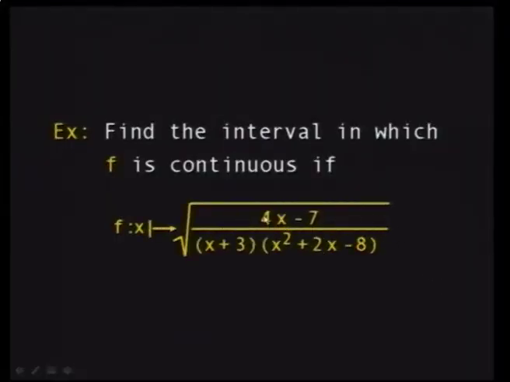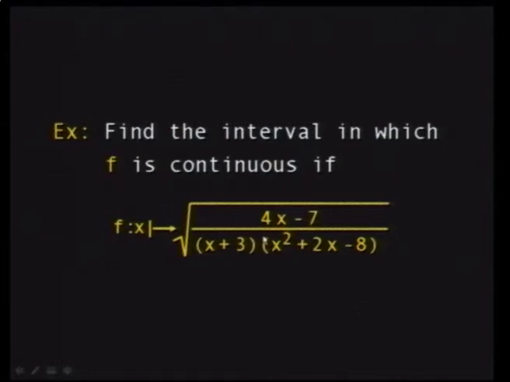Find the interval in which f is continuous. Now, this function here has a square root of another function inside, and you wish to study the continuity of this function. So what you do is first investigate the inside function, which is 4x minus 7 divided by x plus 3.